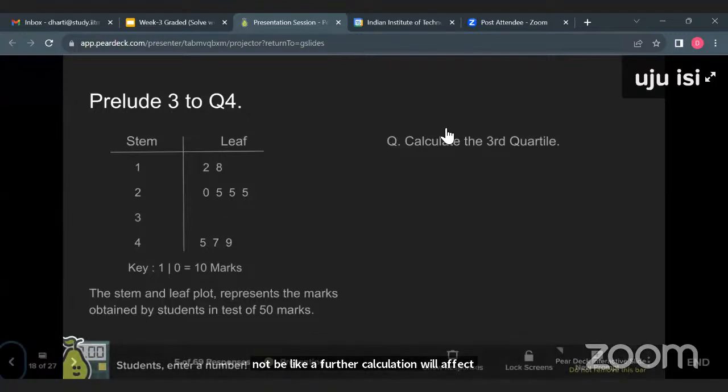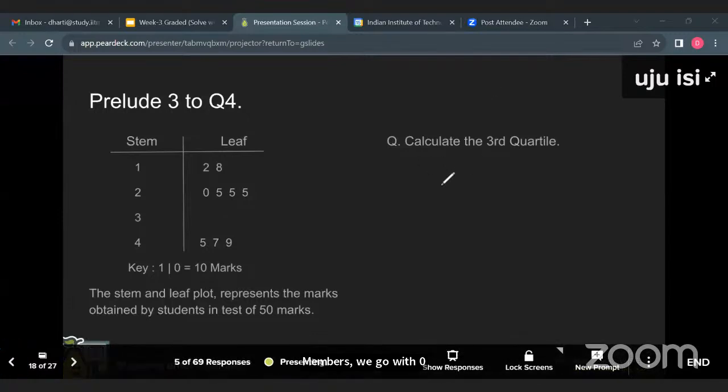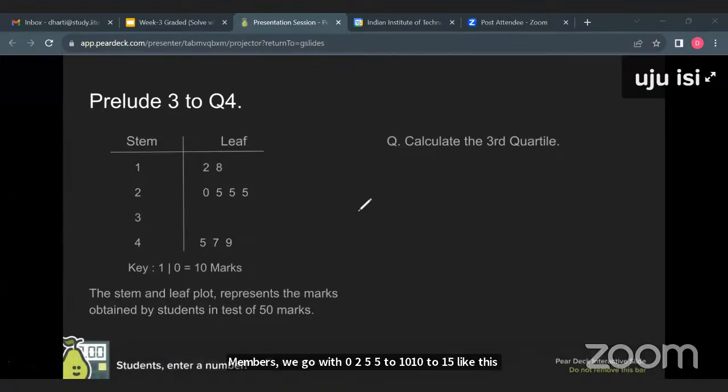Ma'am, why didn't we go with 0 to 5, 5 to 10, 10 to 15 like this? We can go by that also. You only have to take care that if you go 0 to 5, 5 to 10, someone may get confused whether 5 should be taken here or here. Generally the notation is that this point is not inclusive in this interval. To avoid the confusion, I have written 6 to 10. Okay, fine. So let's move to the next question.